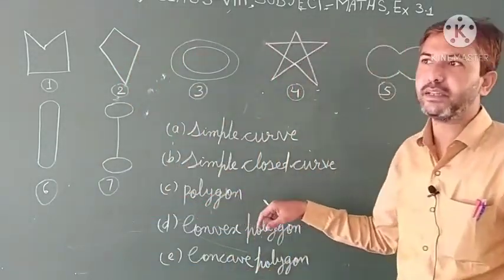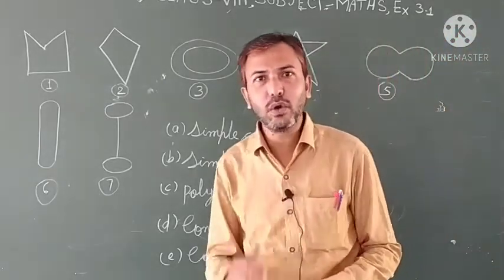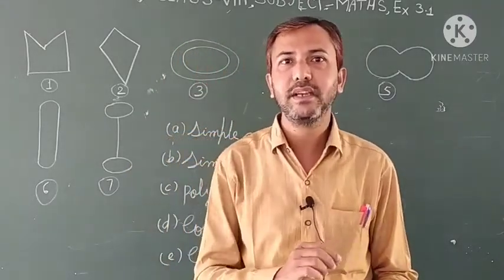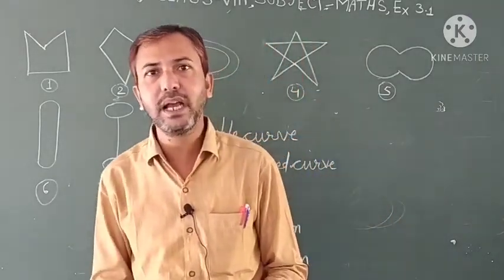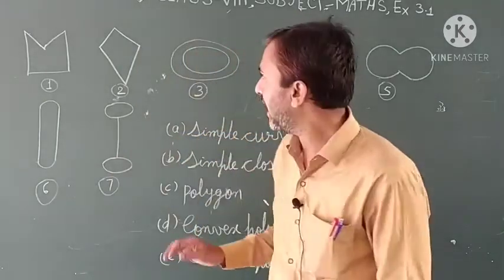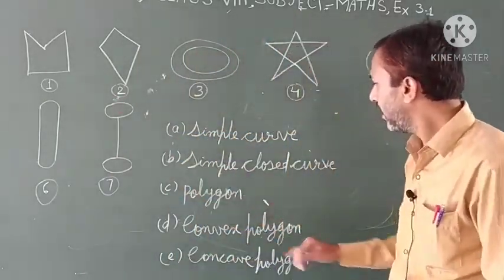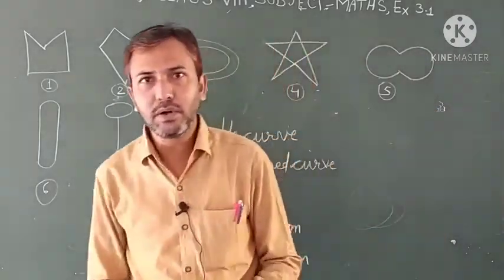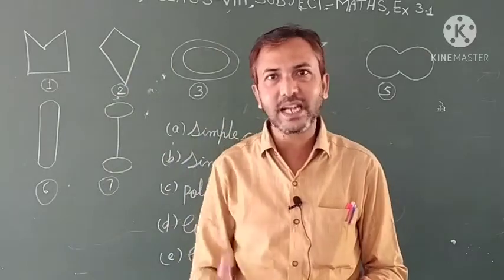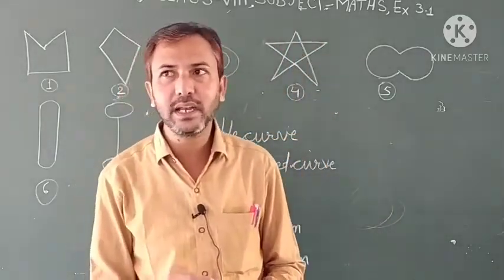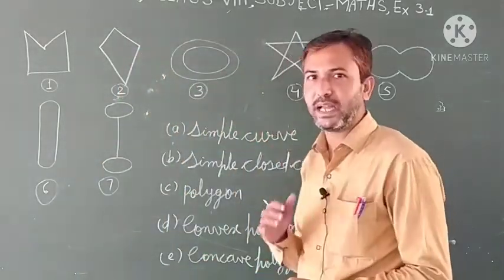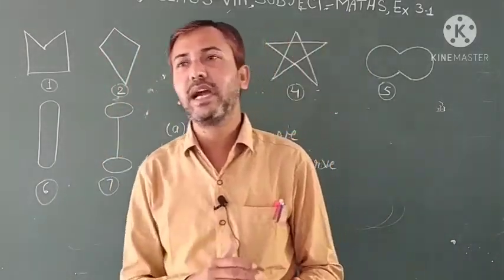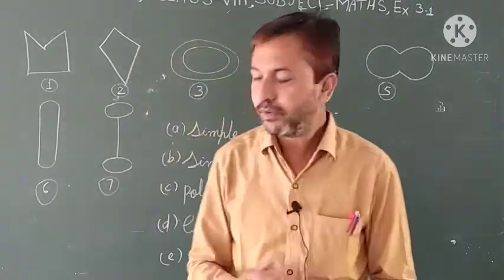Now come to the polygon. A closed geometric figure which is made by line segments is known as the polygon. Now come to the convex polygon. A polygon, if I draw the diagonal always inside the figure, is known as the convex polygon, and for the concave polygon if I draw the diagonal, then the diagonal may be inside the figure, may be outside the figure. This kind of the figure is known as the concave polygon.